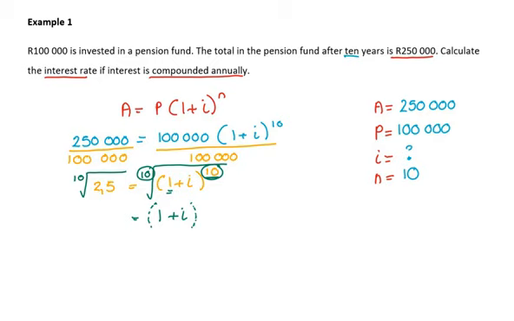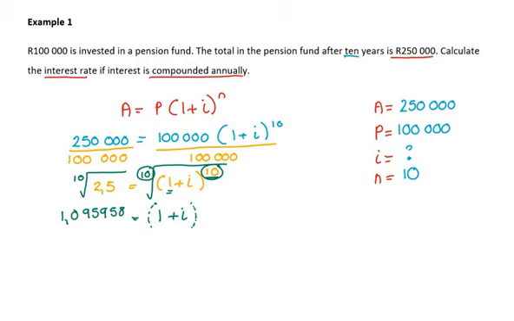Now the problem is when you take the 10th root of something on your calculator, you get loads and loads of decimals, and I'm afraid you have to keep them, even more than 2 decimal places, because I'm going to eventually have to multiply by 100 because this is a percent. So do keep that.